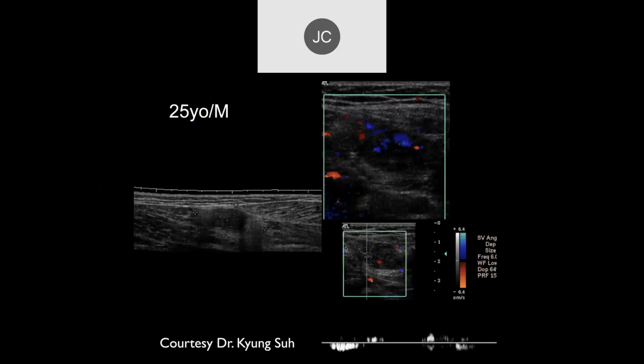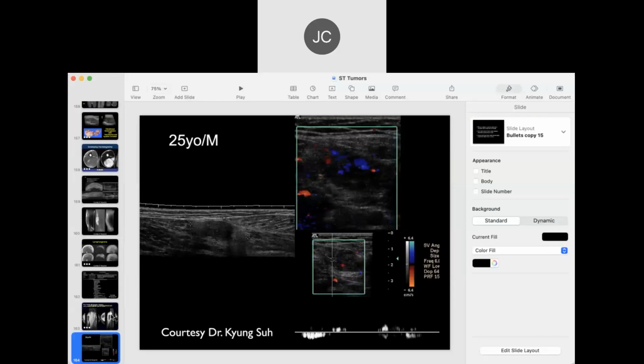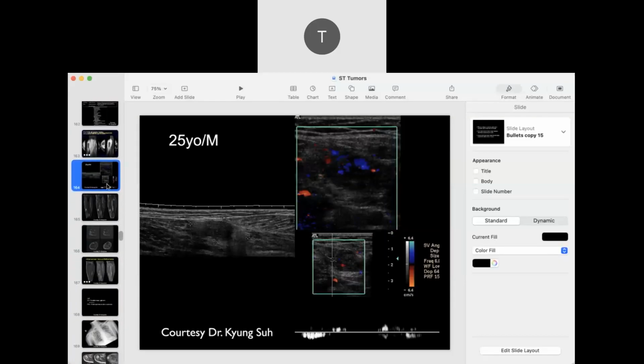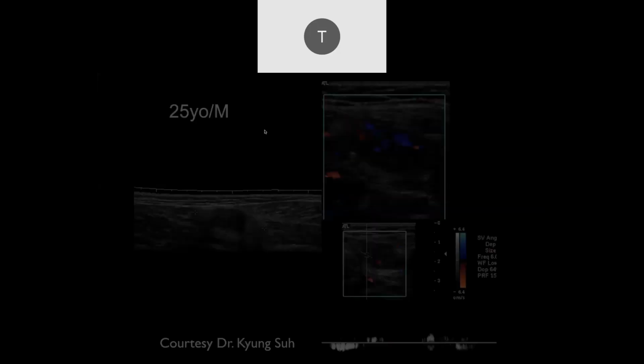Okay, Eliora? Okay, we have a 25-year-old. I want to check male. Something here for a second. Okay.